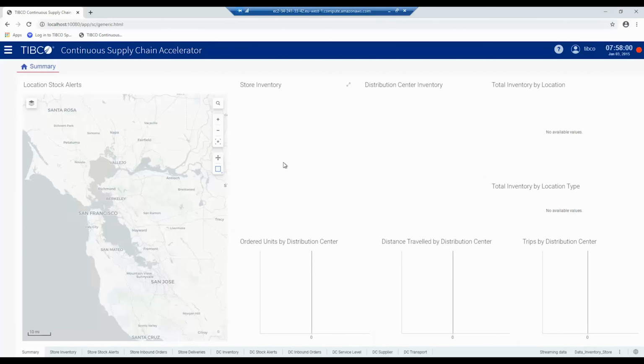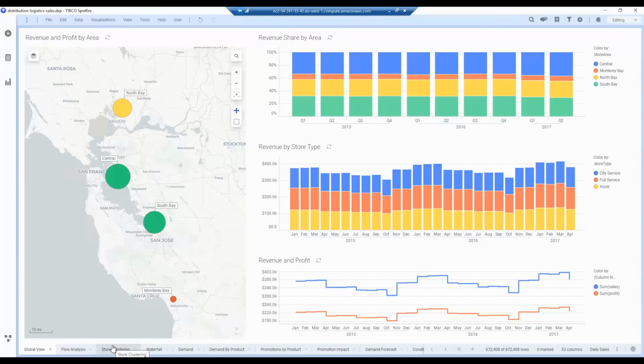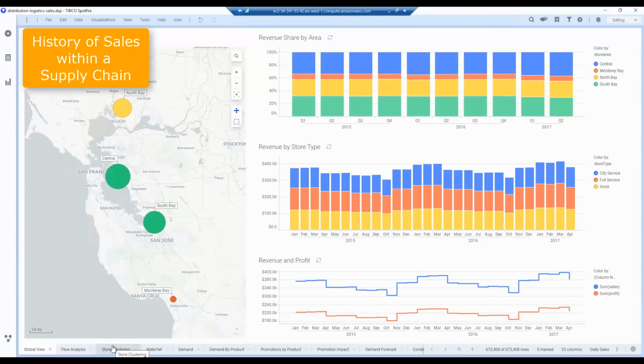This is a demonstration of the continuous supply chain accelerator. Before we can start monitoring supply chains in real time, we need to start looking at the history of our sales within our supply chain. And we have some analyses to do this in Spotfire.